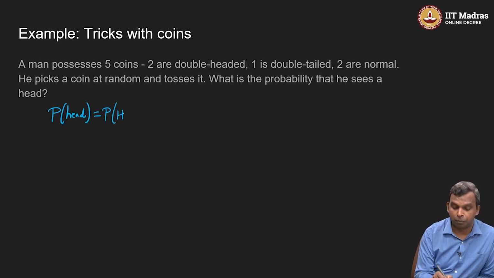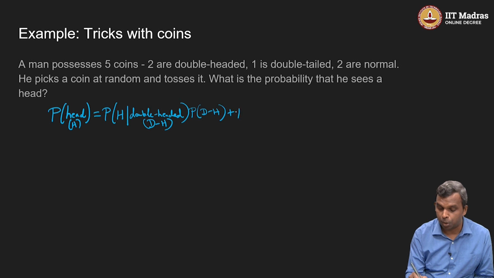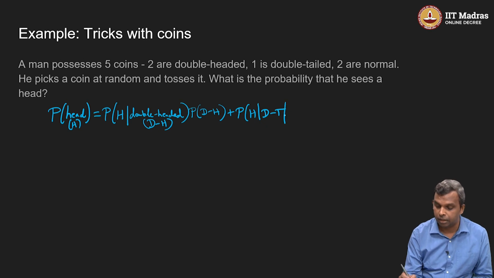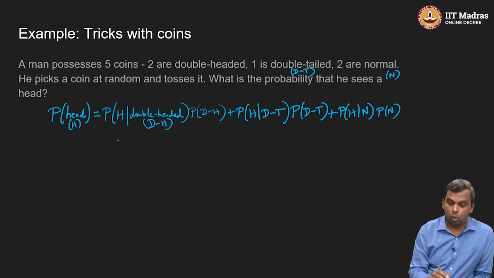So, probability of head given, this head I am going to call H, given double headed, I will call it DH, times probability of DH, plus probability of H given DT. Now, you are following the notation, right? I do not have to say what DT is. DT is double tailed, times probability of double tailed, plus probability of head given N. I do not have to say what N is, right? N is normal, maybe I will just write this down here for you, times probability of normal coin.